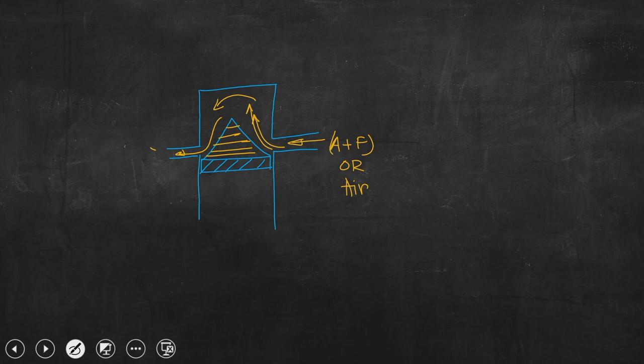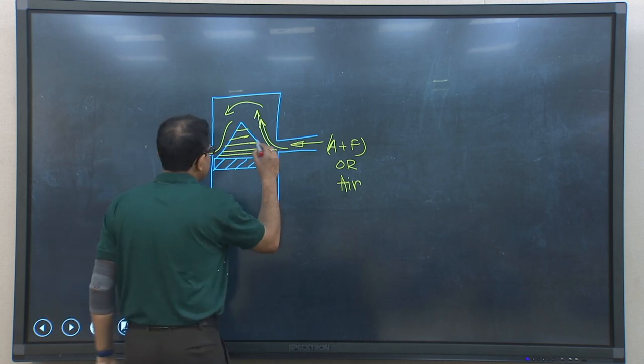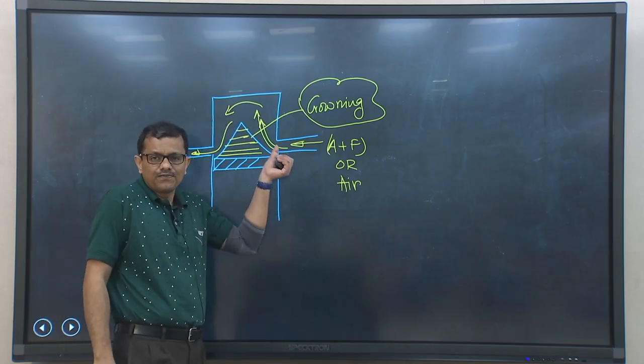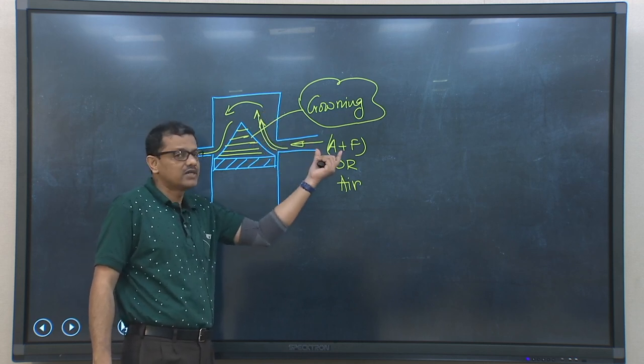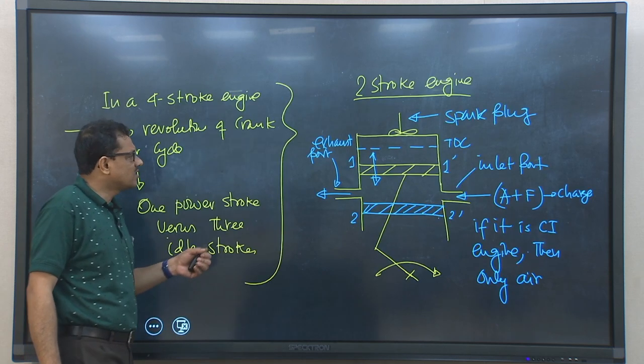This arrangement is necessary because in that case we can remove the combustion gases from the remote corners, and we also can reduce the possibility of the reduction of the combustion efficiency because of the dilution of the fresh air fuel mixture with the residue. So this is the special arrangement, and it is known as crowning. This special arrangement is necessary to remove the combustion gases from the remote corners of the engine cylinder. If we cannot remove them, combustion efficiency will drop because the residue will dilute the fresh air fuel mixture or fresh air. So this is the operation of the two stroke engine.